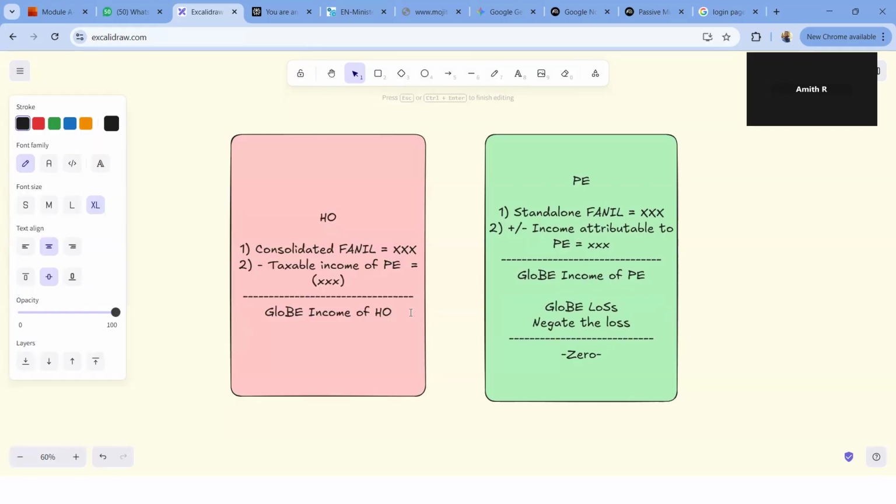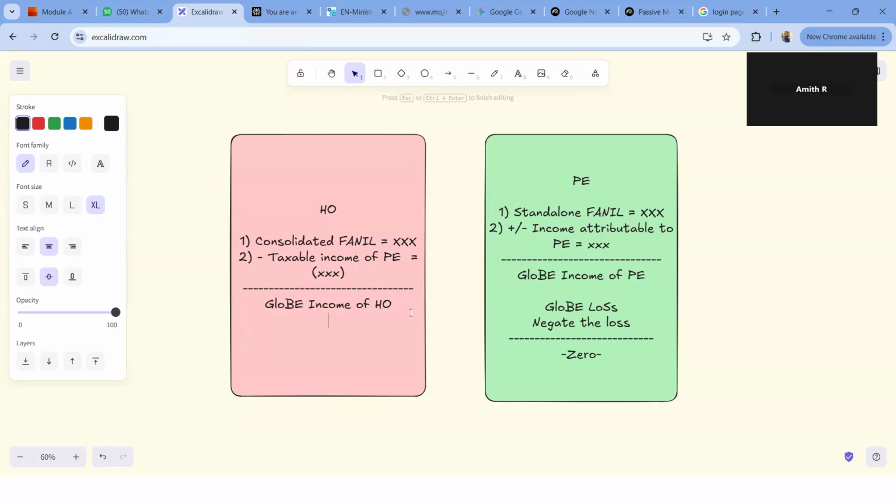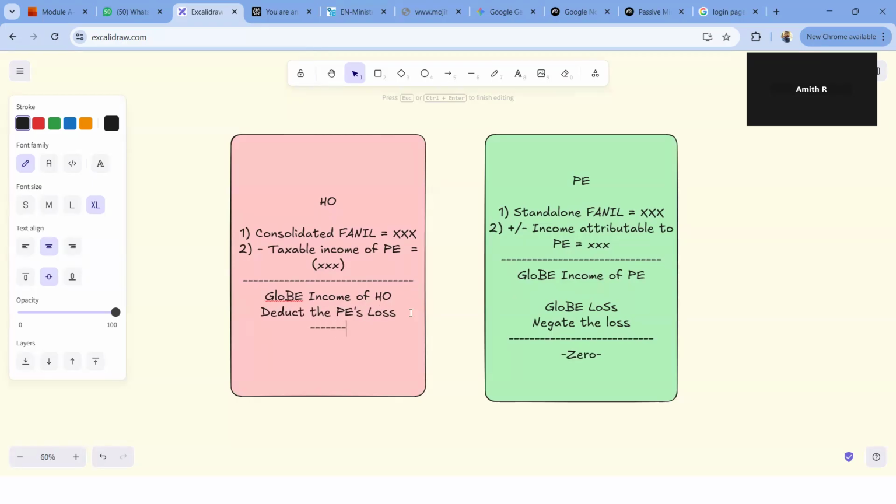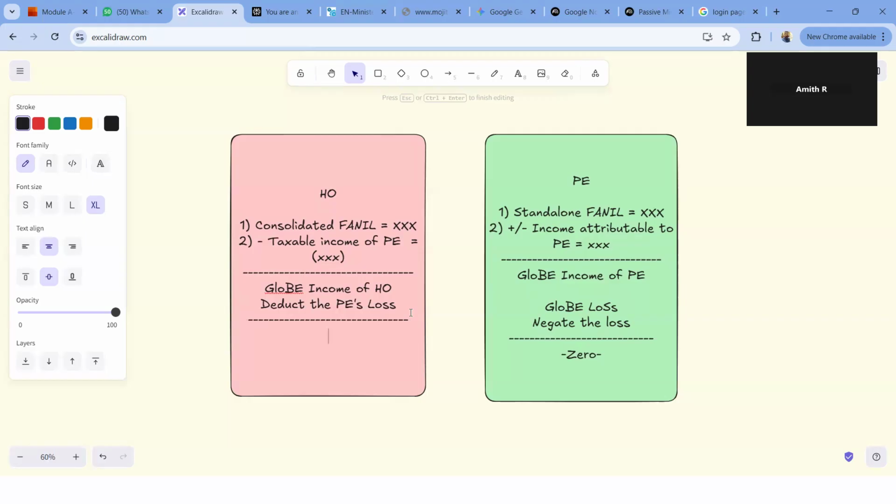Now what happens to HO? HO, what you have to do is you can deduct the PE's loss. So net will be the globe income. Why is it done? Because again there would be double counting, right? If I have a loss, I'll get a benefit here, and I'll get a benefit here also, since I am adjusting the PE's loss accordingly. So in order to avoid that, the benefit would only be in the HO, only in one place, not in both places.